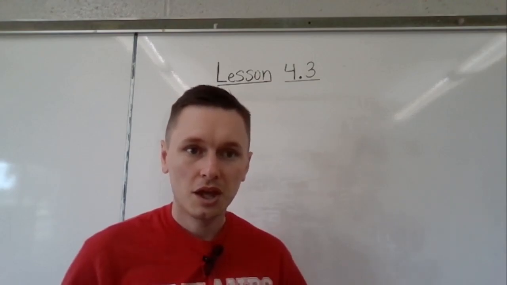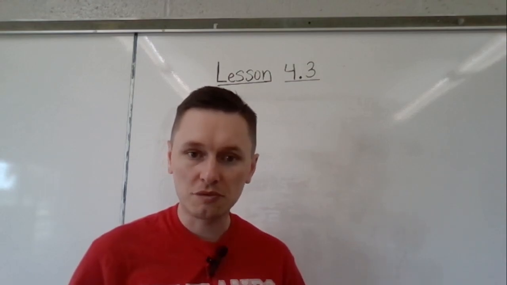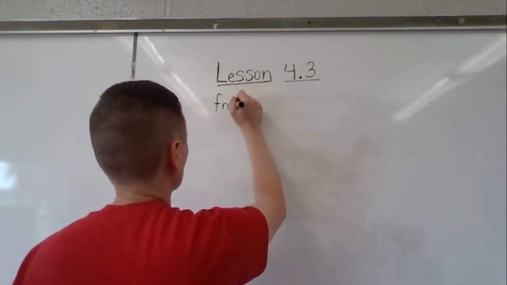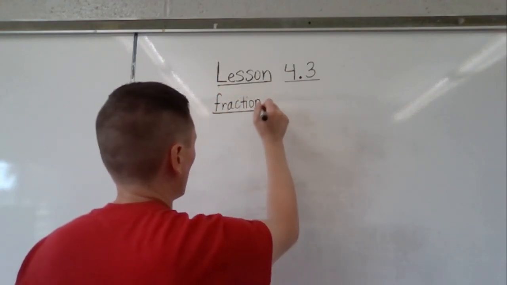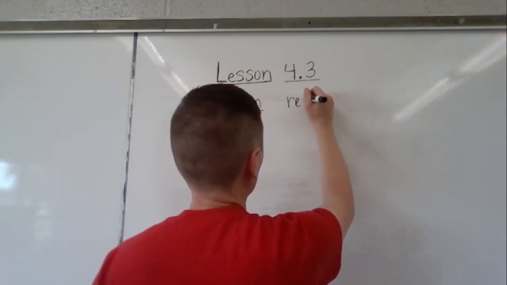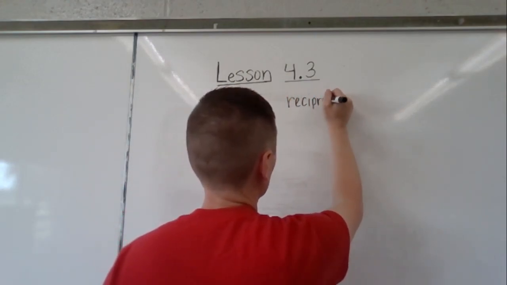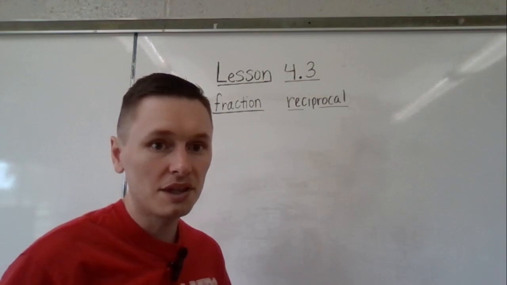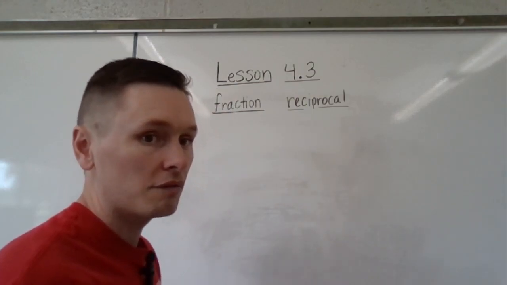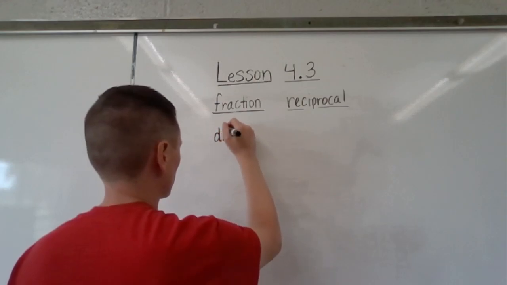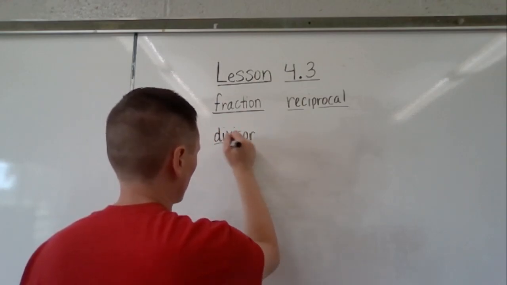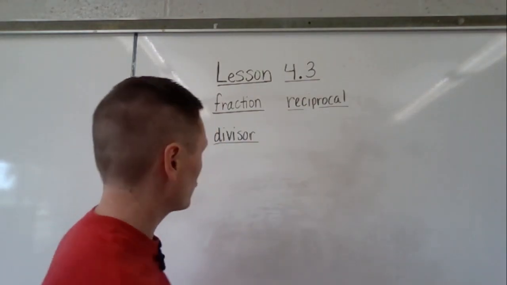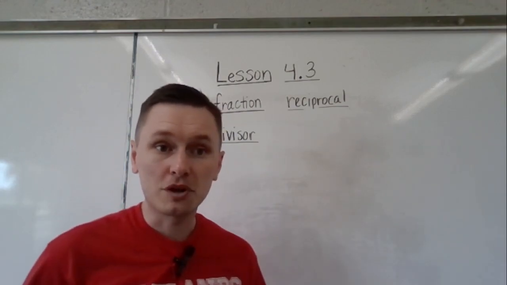So when you divide mixed numbers, all we're doing is writing the mixed number as a fraction, and then we're going to multiply the dividend by the reciprocal of the divisor. Which, if you recall, is just dividing fractions. So then all we have to do is change the mixed number to a fraction.